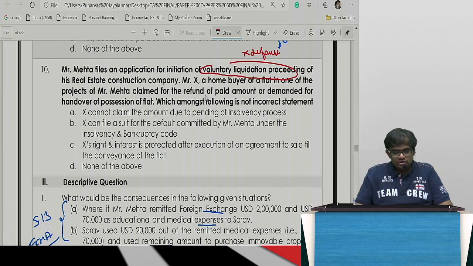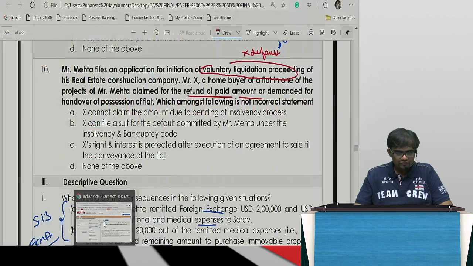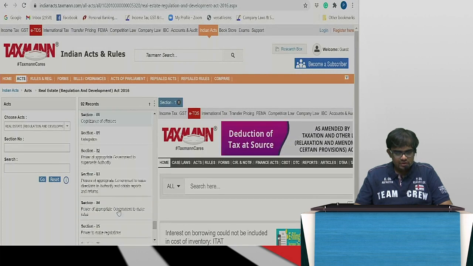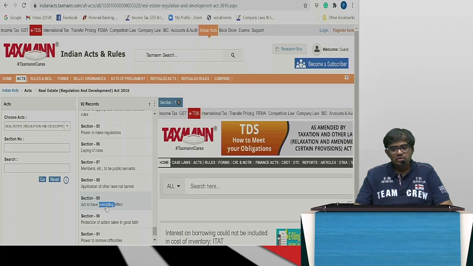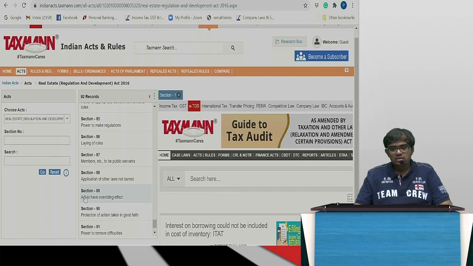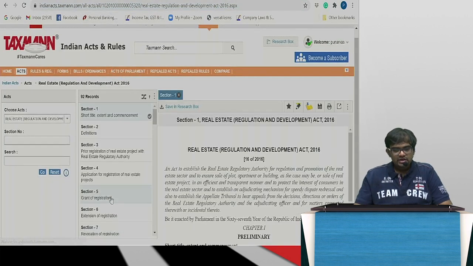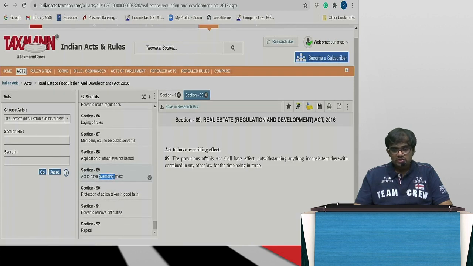Home buyer wants to claim a refund. As I told you already, section 89 of RERA clearly says that this Act will have overriding effect over other laws, because I need to protect whom? Obviously, I should protect the people involved in this entire scheme of things. So I definitely need to protect the homeowners. The provisions of this Act will have effect notwithstanding anything contrary.